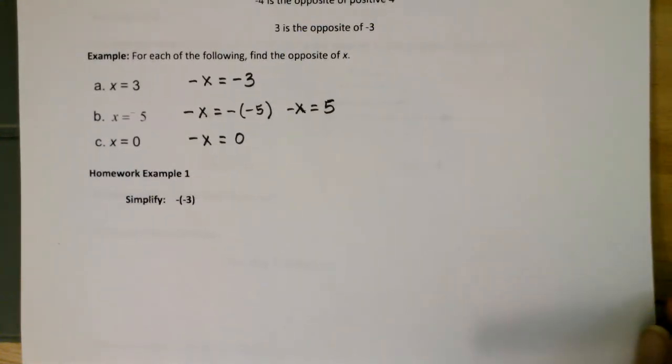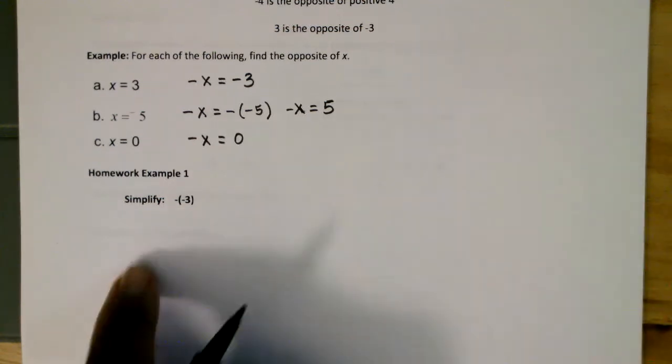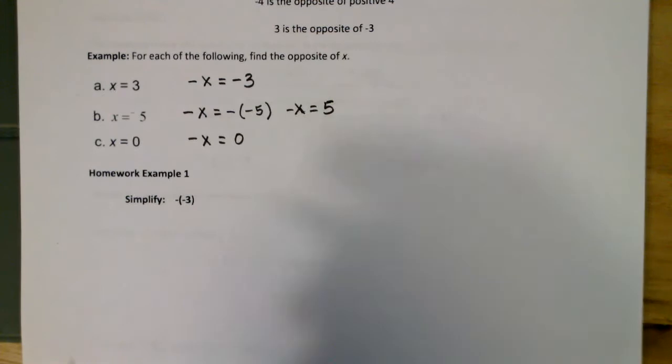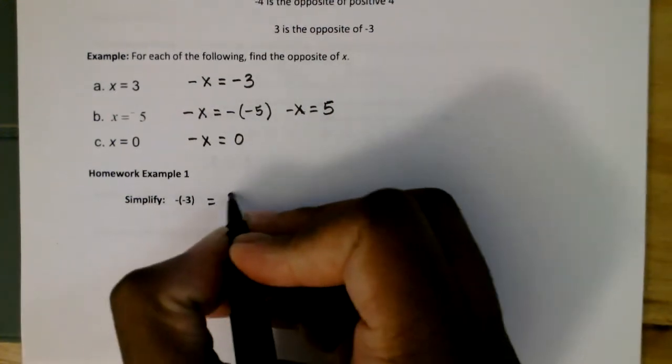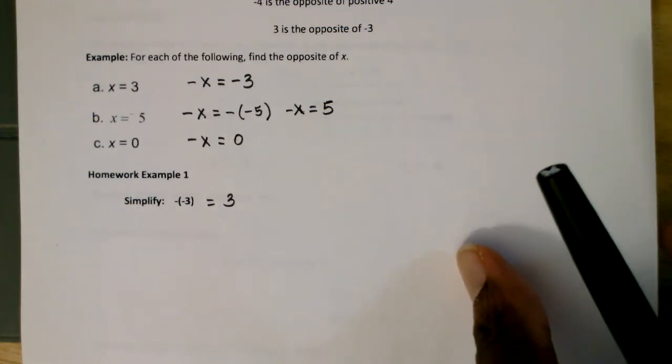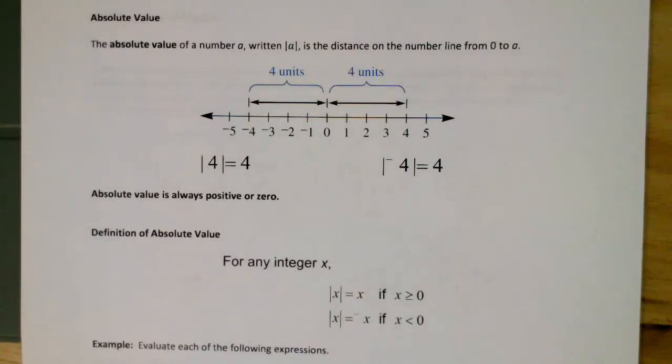All right, now let's take a look at this homework example here. We want to simplify the opposite of -3 if we were to read that correctly. So the opposite of a -3 is simply going to be 3. Okay. All right, next we'll look at absolute value.